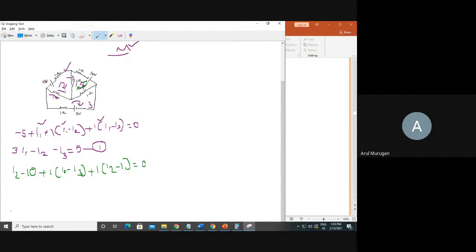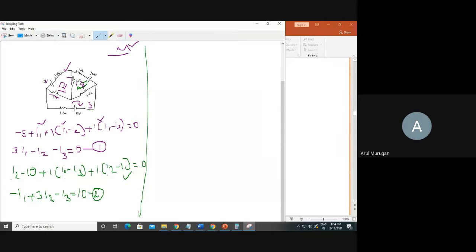Then you will see how many I1s are there in the equation. Only 1. Minus I1. Then write minus I1. How many I2s are there? 1, 2, 3. Then write plus 3 I2. How many I3s are there? Only 1. Minus I3. It is equal to what? This minus 10 moves to the opposite side, plus 10. It is equation number 2. Over.